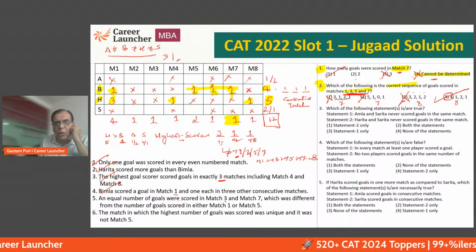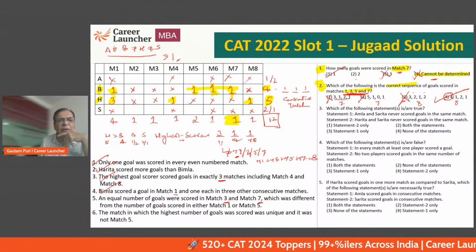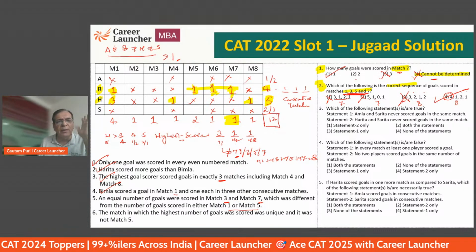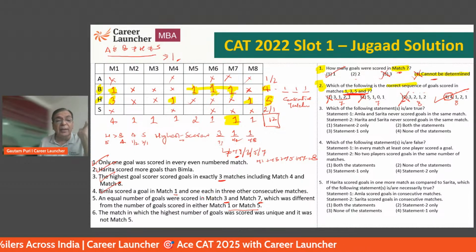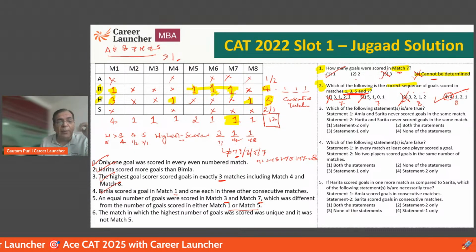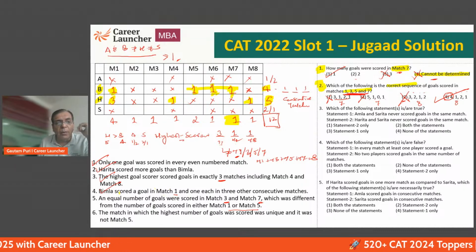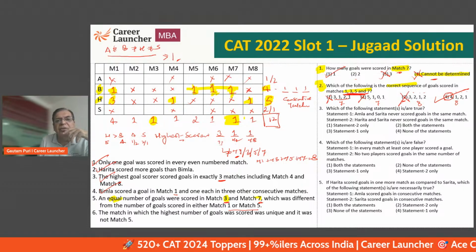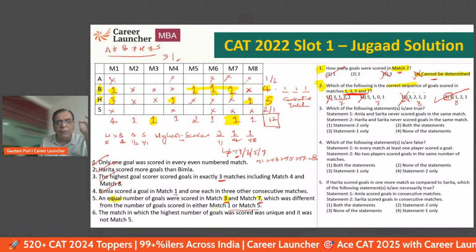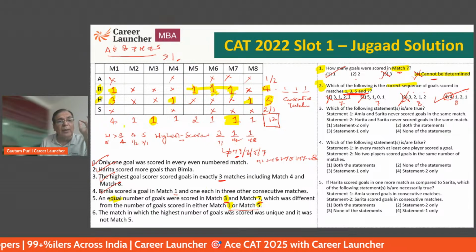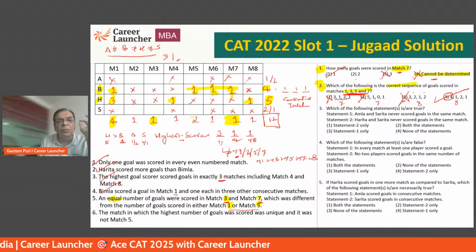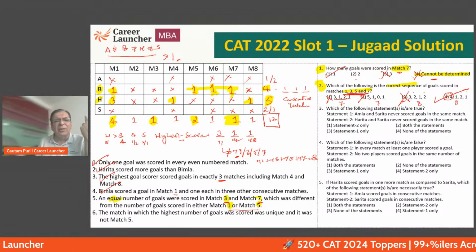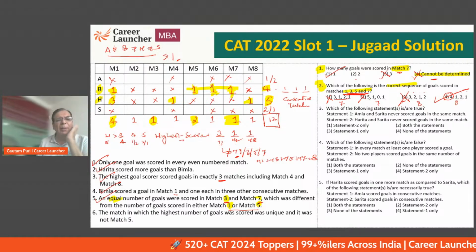Statement 5. An equal number of goals was scored in match 3 and match 7, which was different from the number of goals scored in match 1 or 5. We don't need it. We have already solved this, but we can use it to verify that we haven't made a mistake. Match 3 is 1 goal. Match 7 is 1 goal. Perfectly fine. Which is different from the number of goals scored in 1 or 5. 1 is 4. Perfectly fine. 5 is 2. So it tallies. So whatever we have done using the choices could not be incorrect. So we didn't need this statement, we did it without it.